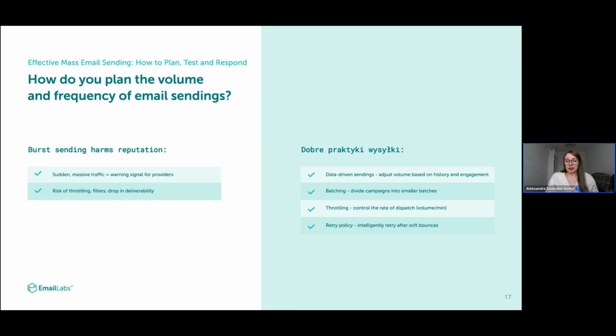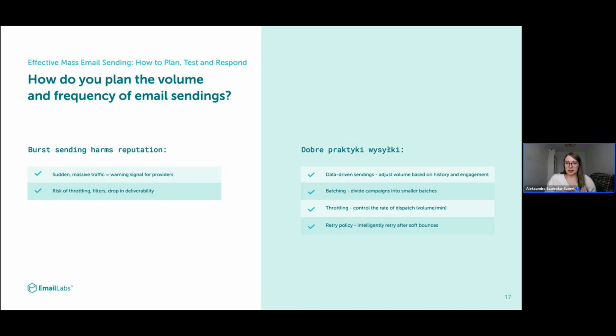And yeah, that is why burst sending harms reputation. It is a warning sign for the providers. They can deem your mailing suspicious. They can limit your mailings, as we previously said. And there is a risk of throttling and then dropping deliverability because of some bounces.